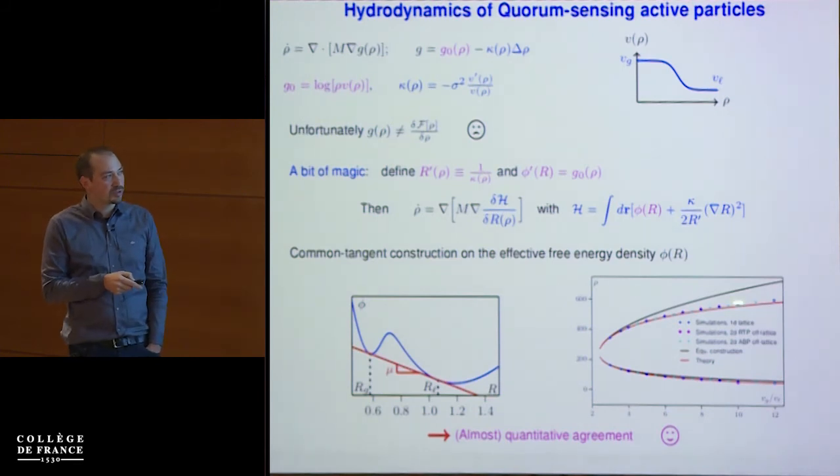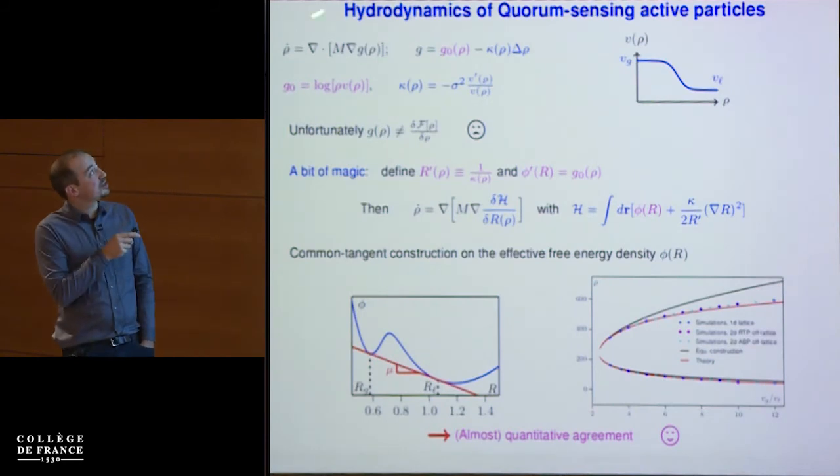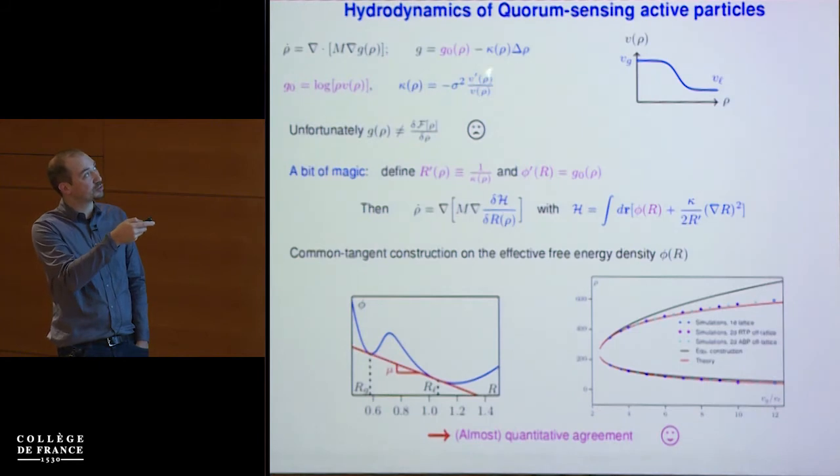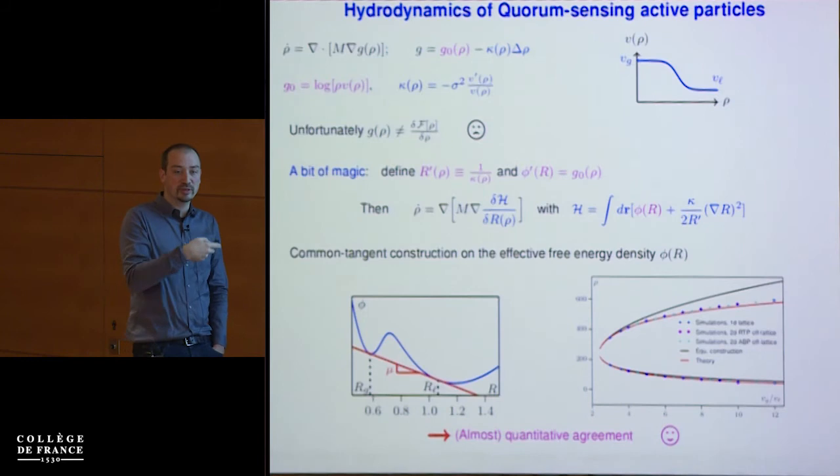We're still a bit worried by this small difference. My interpretation is that to derive this hydrodynamic equation, you do a gradient expansion. I've stopped at the second order in gradient. There should be higher order terms. In equilibrium, the gradient terms don't matter.